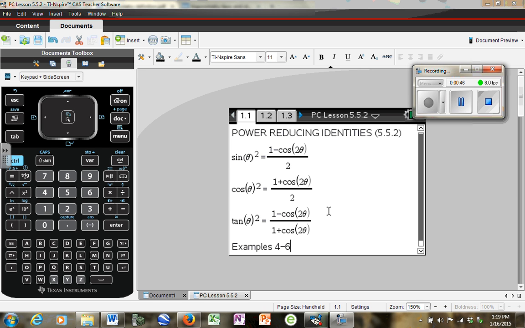Now, what you need to have is definitely your textbook. And what I'm going to do for you today is walk you through 3 additional examples besides the ones that are in the textbook. So your first job is to make sure that you have just read through those pages that cover examples 4, 5, and 6.